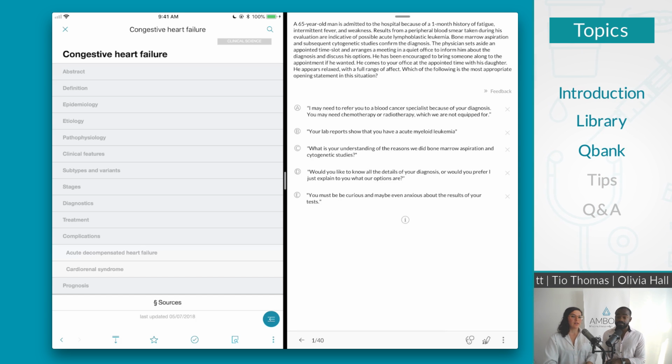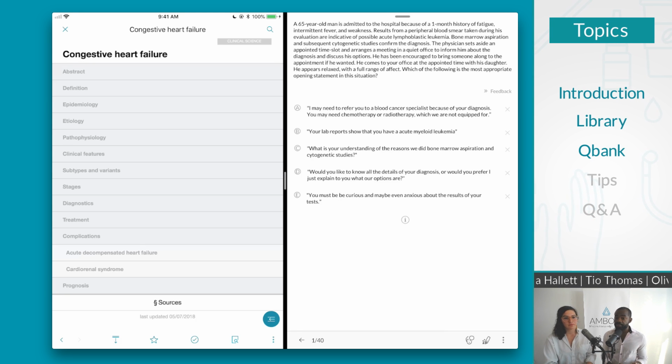So if we want to, we can start to pin out some of the things in the stem that are important. So maybe we go through, we've got this 65-year-old man, so we've got his age. He's been encouraged to bring someone along to his appointment. Maybe that's not important, maybe it is. Let's pull out some of the other key information. So acute lymphoblastic leukemia is one. They had to do a bone marrow aspirate, which is an in-office procedure, but is something that is painful and can be somewhat invasive.